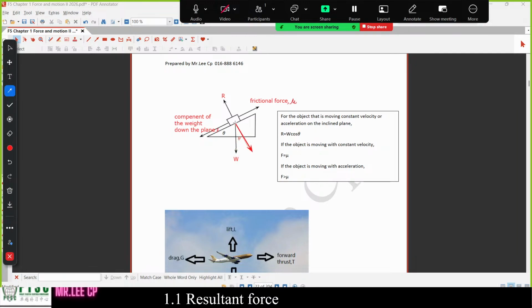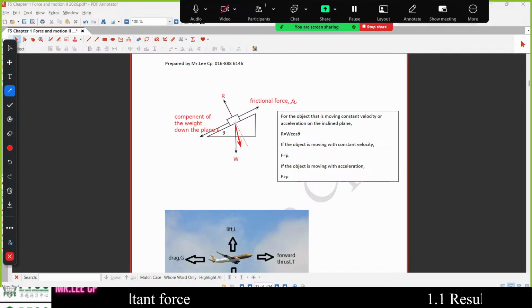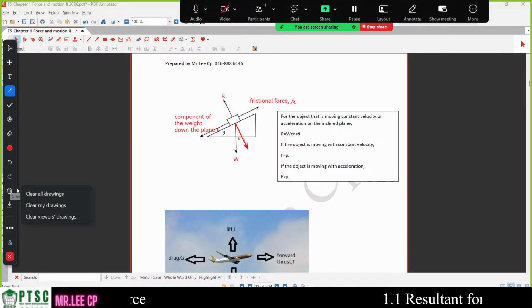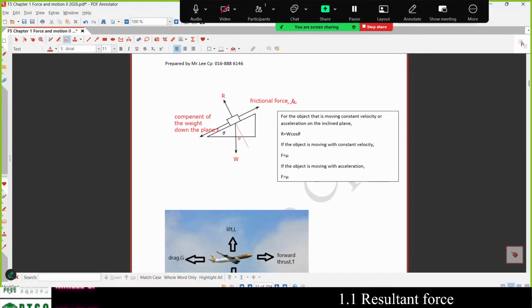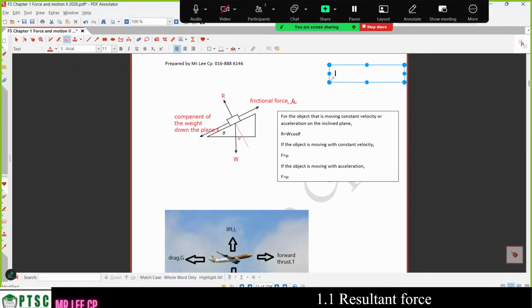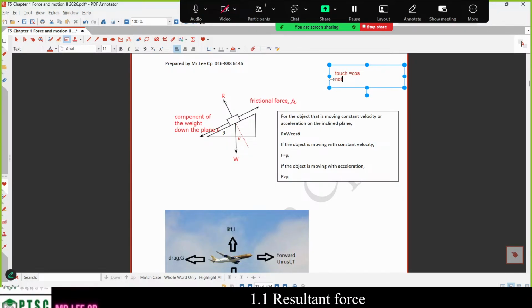here. You see, I bring this W, touch theta. You see the red one touch the theta or not? Yeah, touch. I use cos. Touch. Not touching. Use sine.